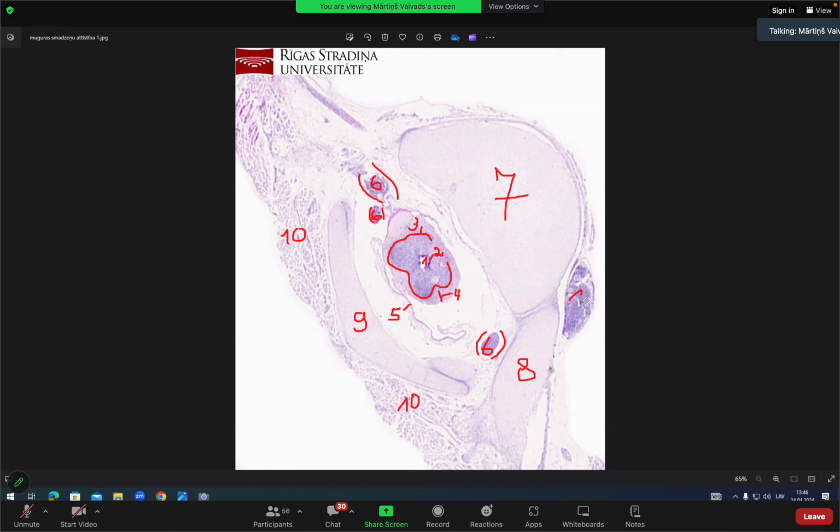And then a tricky structure that's not in many slides, I will put an asterisk because it's not always visible. This is truncus sympathicus. Truncus sympathicus development. This is an exception. It's not typical in slides, but if you see something that looks like a ganglion in front of vertebral column, that's truncus sympathicus. But it's a very special case. It very, very rarely appears in the microscope.